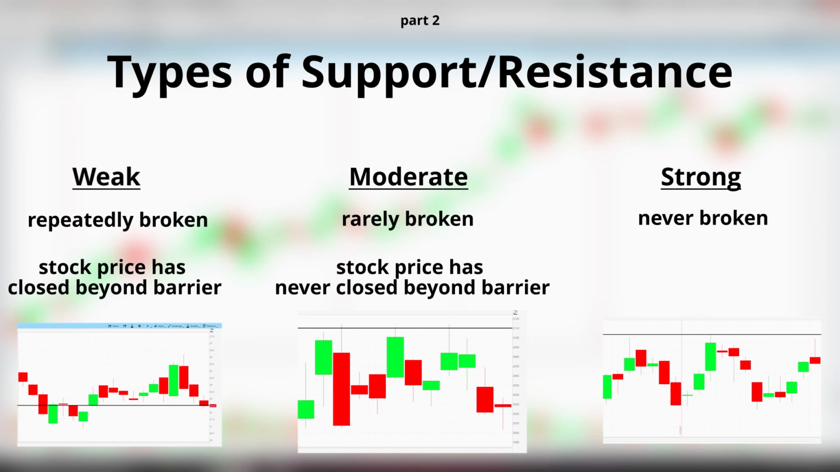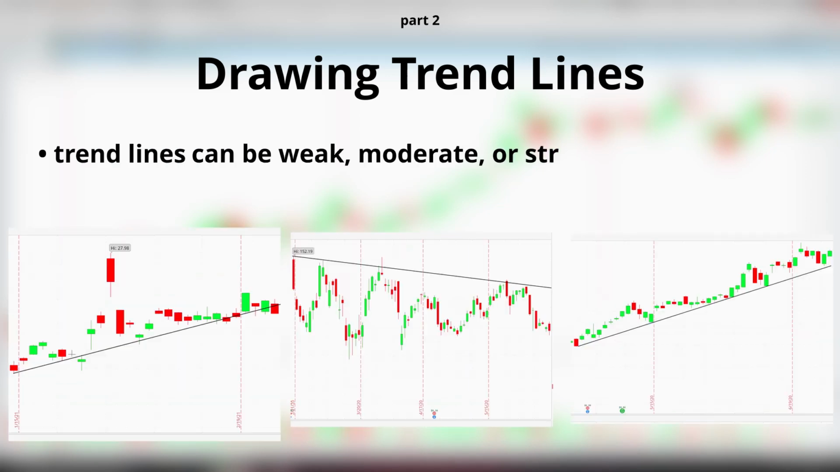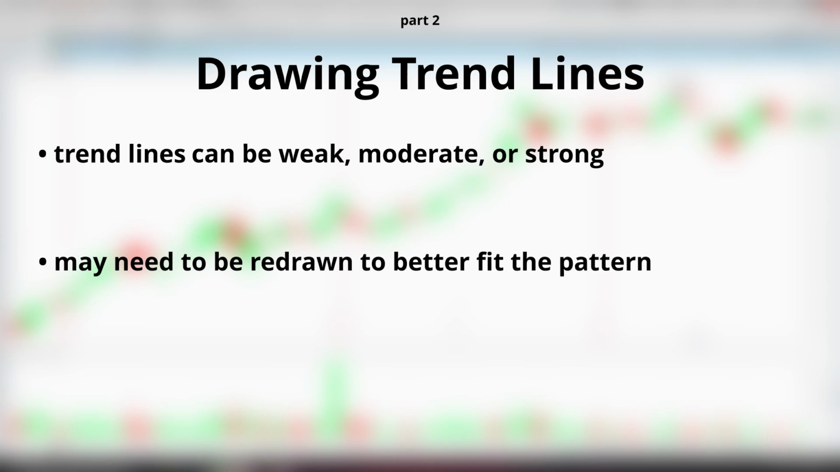It's important to realize that types of support and resistances can change over time. You could have a strong support where you have a fake breakout and then you have to downgrade it to moderate, or that fake breakout could hold over the close, whereas you'd have to downgrade it to weak. Trend lines, like support and resistances, can also be weak, moderate, or strong. Unlike price level support and resistances, trend lines may have to be redrawn in order to better match the trending barrier in which we're looking for.